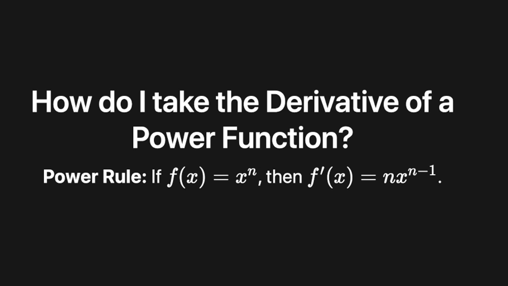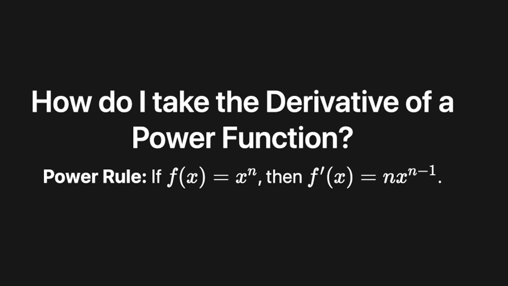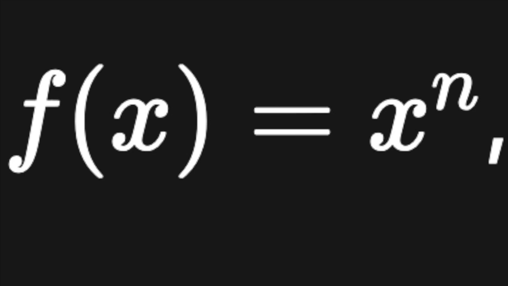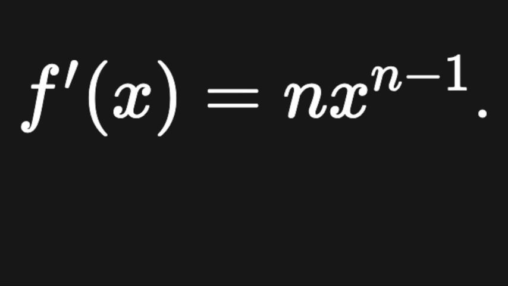In this class, we are interested in taking the derivatives of functions. One of the most basic derivative rules we need is called power rule. There are a few different ways to write power rule. One way is to look at a function of the form x to the n. Then the derivative of x to the n is n times x raised to the n minus 1 power.